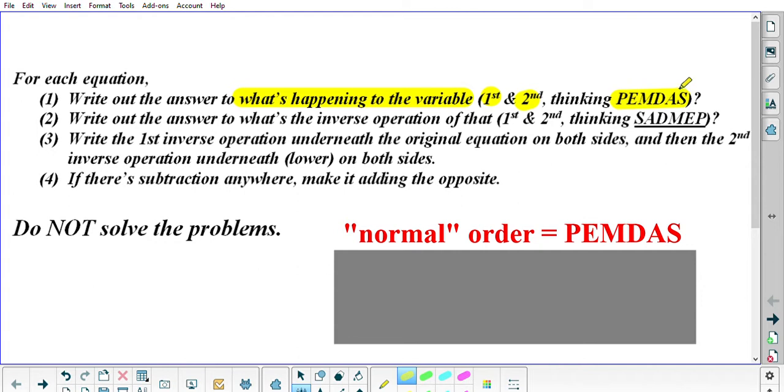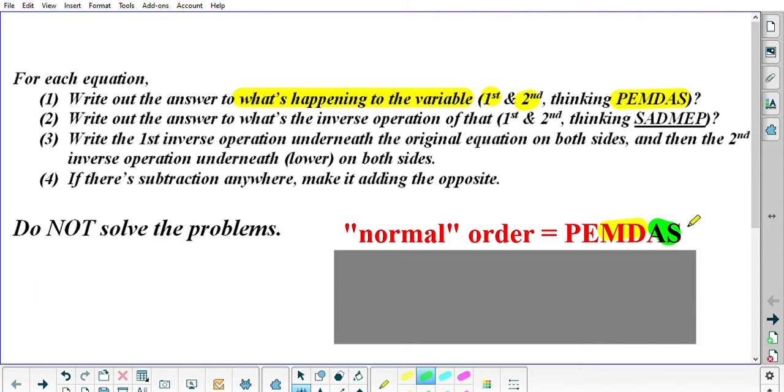Now, I'm going to be nice to you today. There will be no parentheses or exponents in any of today's equations. So really, we're just looking at multiplication, division, addition, and subtraction. So when you're answering what's happening to the variable, the multiplication and division piece will be first. The addition and subtraction piece will be last or second.